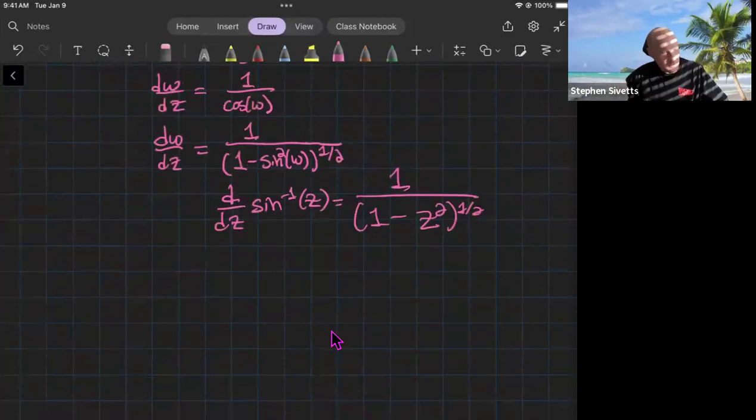You can do the same trick for showing the derivatives for inverse cosine and inverse tangent, right? So let's go over some examples.